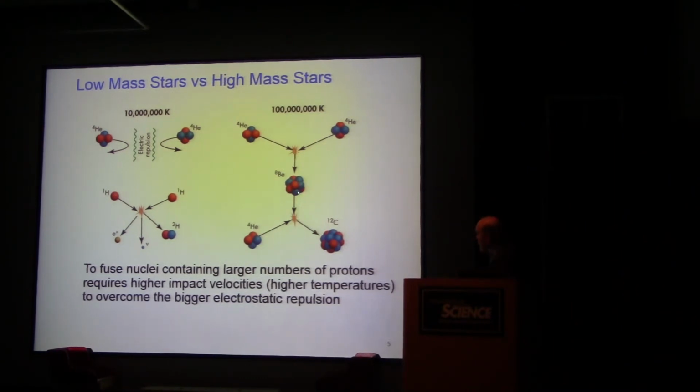And then you can get beryllium, and then you bring in more helium, and you get carbon, and more helium, and you get oxygen, and on it goes. Well, how far does it go? Is that the process which generates the whole periodic table of the elements?